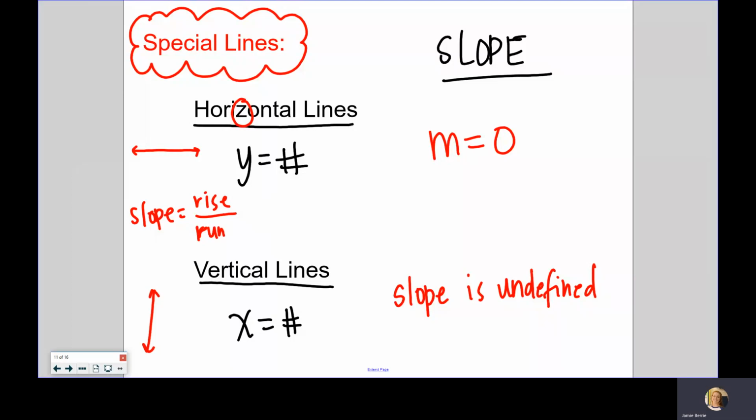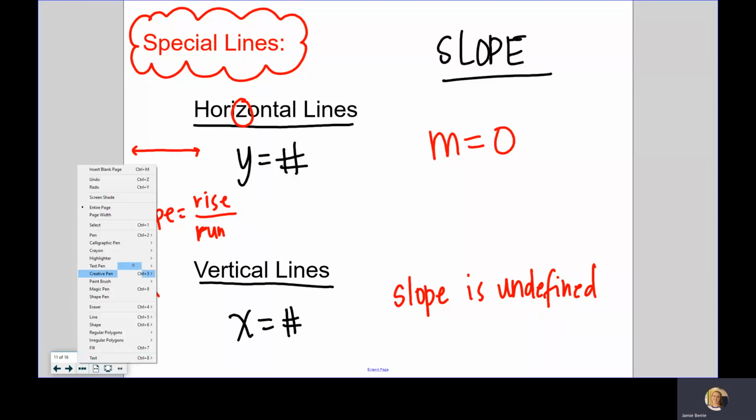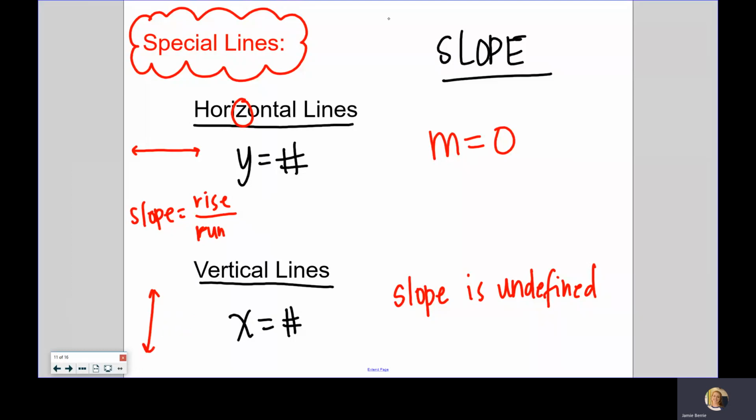All right, so now that we've talked, this is something that you would probably want to write on your index card. So this is good info for your note card for the test. You definitely are going to want to know what the slope of a horizontal line is and what the slope of a vertical line is.